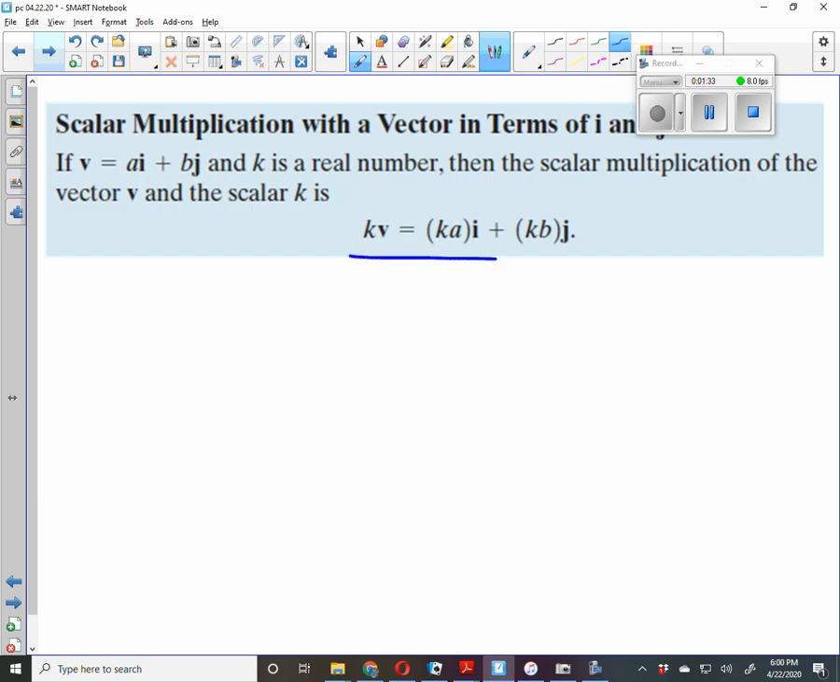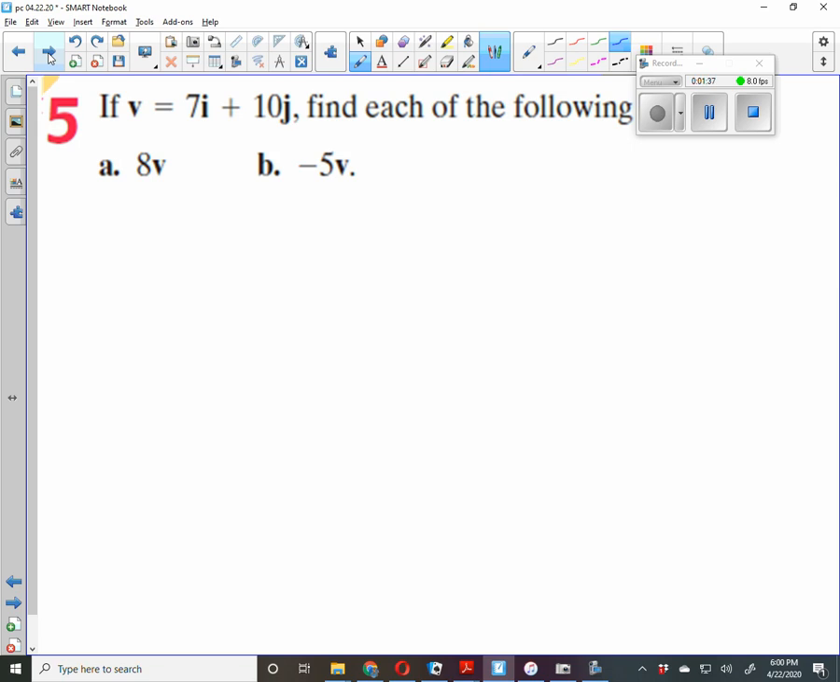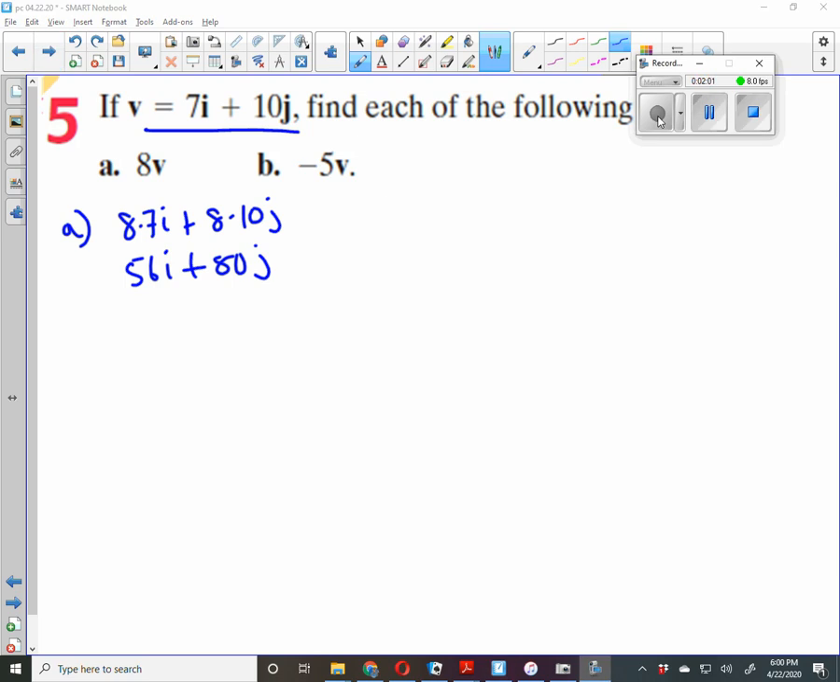Scalar multiplication just means you're going to multiply through by some k. It's going to get longer, right? So if I have a vector 7i plus 10j and I multiply it by 8, I'm literally going 8 times 7i plus 8 times 10j. This is part A, and this gives me 56i plus 80j. Part B says we're going to multiply by a negative 5, so that's negative 5 times 7i plus a negative 5 times 10j, negative 35i minus 50j. And again, those are pretty straightforward.